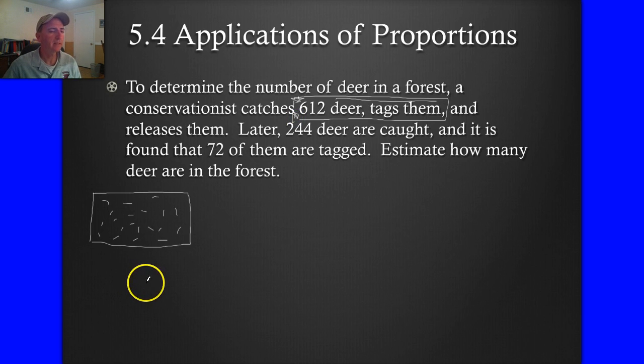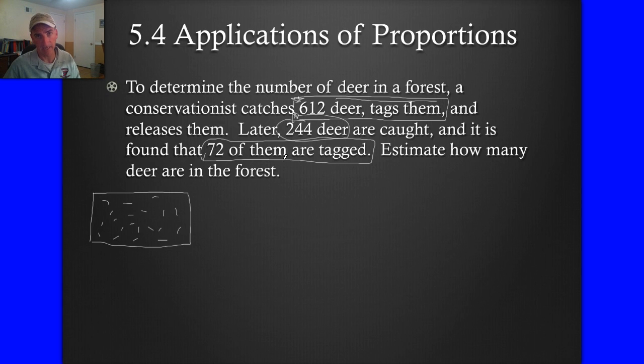And then they come back later and start all over again, randomly catching deer. And of the deer that they catch, they simply count how many of them have tags and how many don't. So in the second part, they found 72 tagged deer out of the 244. Before this, they caught 612 deer and tagged them, put them back into the population. Then they waited, then they went around and randomly caught another 244 deer, and out of those 244, they found 72 with tags.